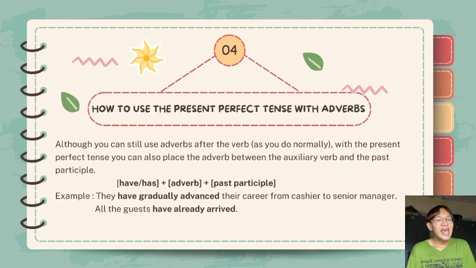Chapter 4. How to use the present perfect tense with adverbs. Although you can still use adverbs after the verb, as you do normally, with the present perfect tense, you can also place the adverb between the auxiliary verb and the past participle. For example, they have gradually advanced their career from cashier to senior manager. Second example, all the guests have already arrived.